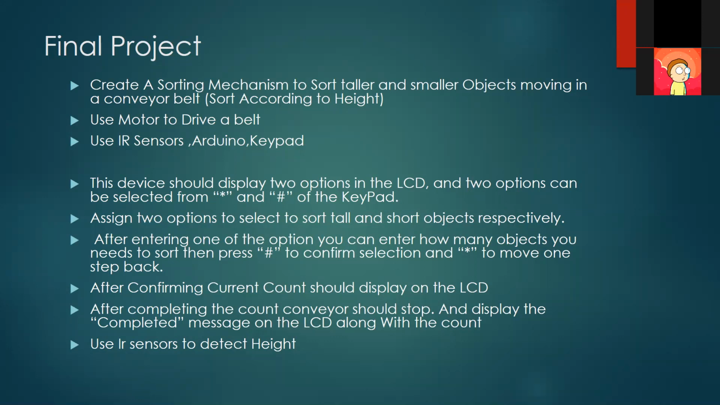Then after the number of sorted boxes, that means you are entering 5 boxes, after the number 5, it should automatically stop the conveyor belt. That means the motor should stop and say the process is completed. You can also visualize the count in the LCD.